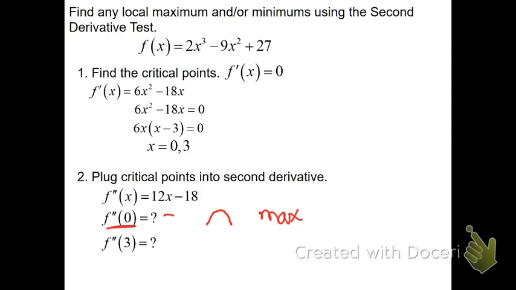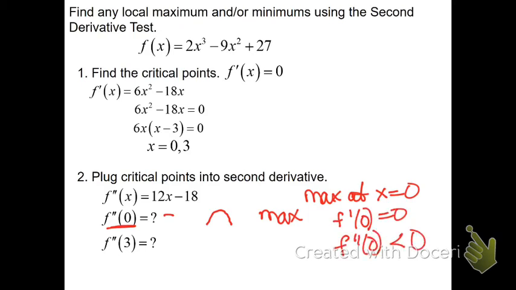Okay? And when I ask you to justify it, you'd say maximum at x equals 0 because the first derivative at 0 is 0, but the second derivative at 0 is negative. That's how you justify it, and you have to justify formally. Okay? Now, how about at 3?